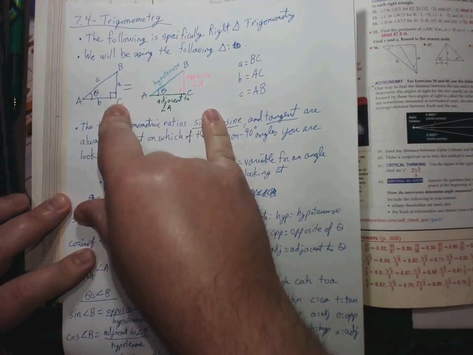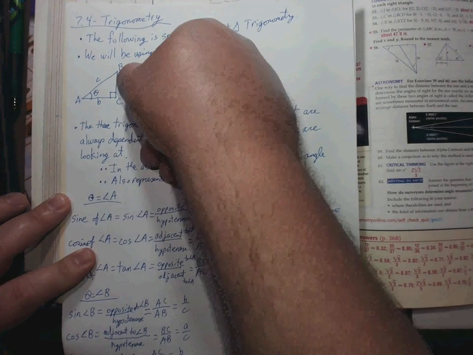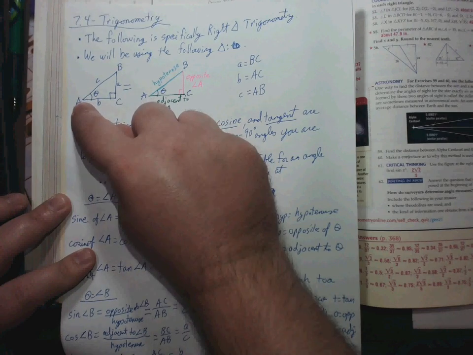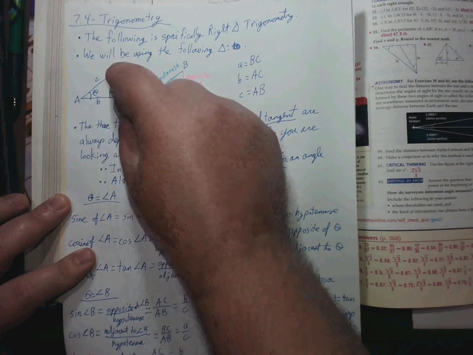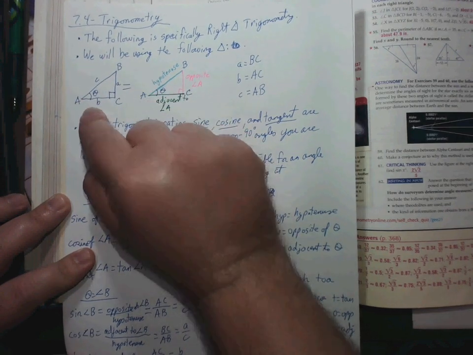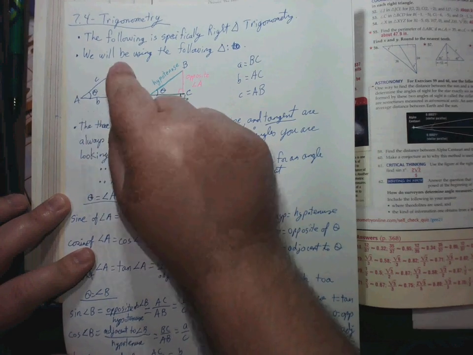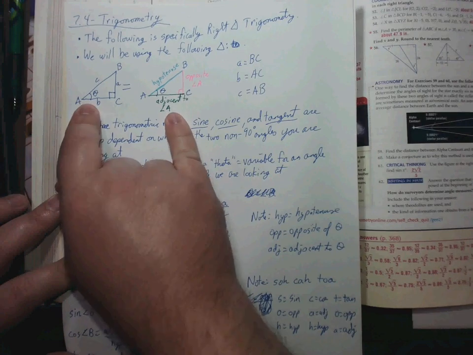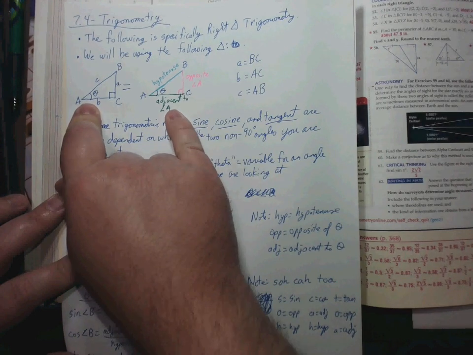So triangle ABC, with side a, little a there, is opposite angle A. That's opposite the angle. This little side b is opposite B, but it's also adjacent to angle A. It's next to. Adjacent means next to.